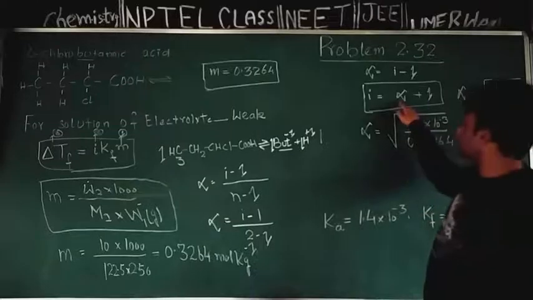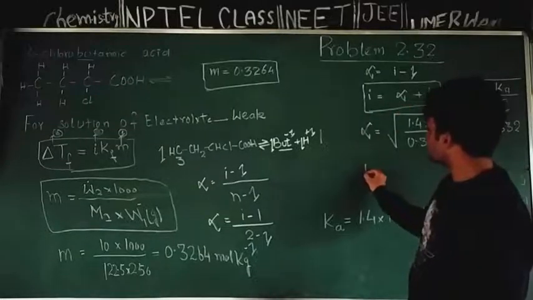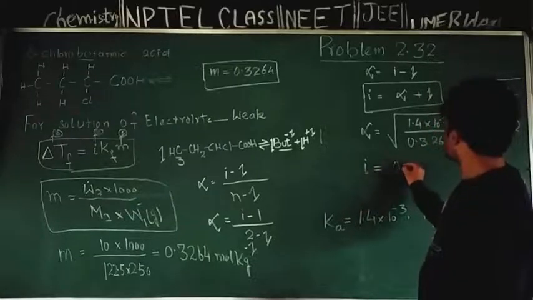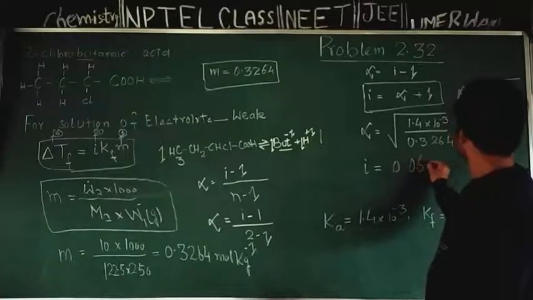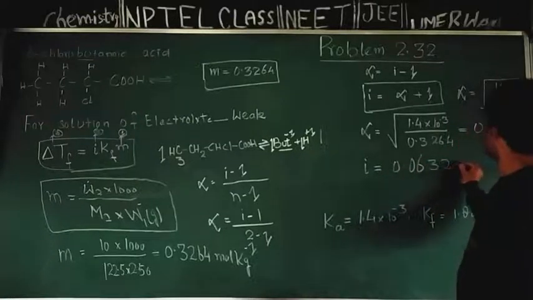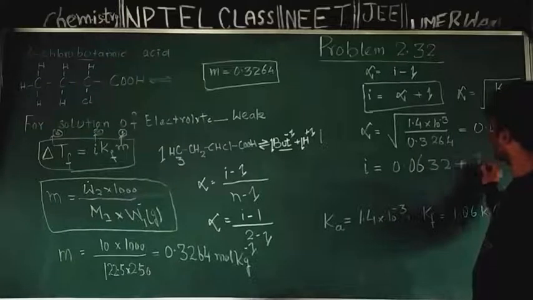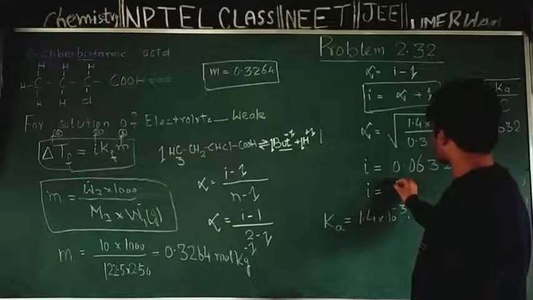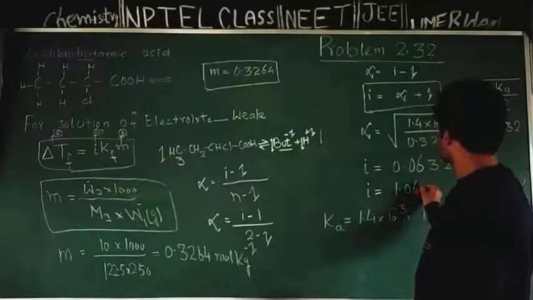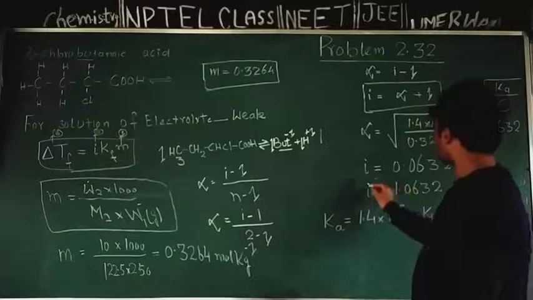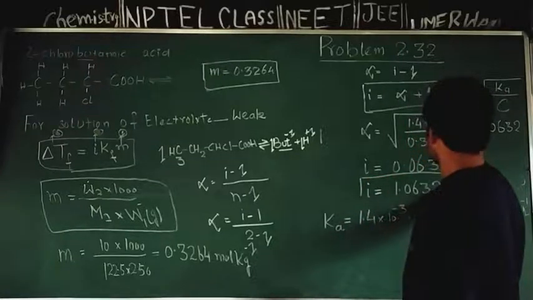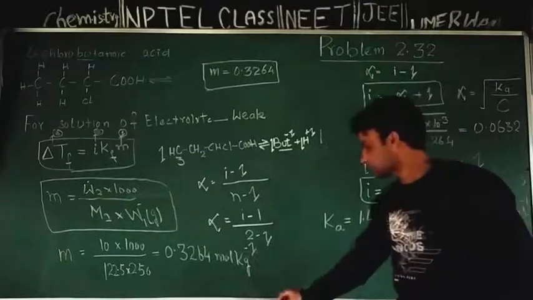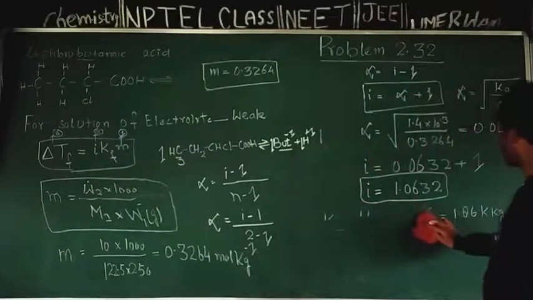Now I will substitute this value of alpha here in order to find Van't Hoff factor i. i will be equal to alpha, which is 0.0632 plus 1, and it comes i equal to 1.0632. This is the value of Van't Hoff factor for 2-chlorobutanoic acid.